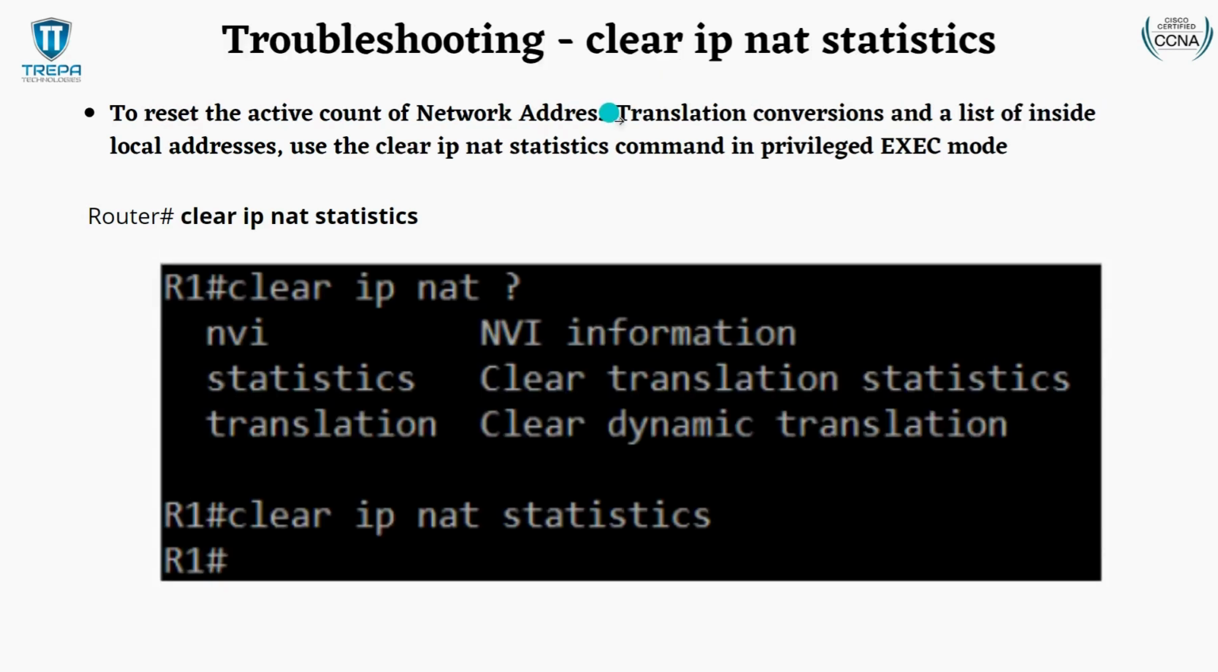Okay, and then this is more of a troubleshooting, not a verification command, but if you want to clear the translations, you can do the clear ip nat command, and then you see all the different options here. Definitely in the lab environment, this is useful when we want to clear translations, maybe to replace a static NAT statement. And I'll show you that in our upcoming labs.